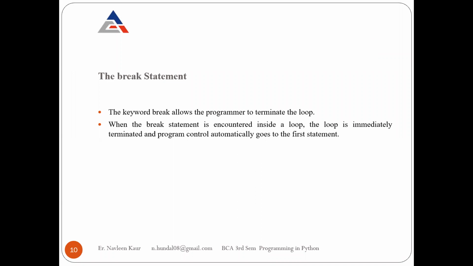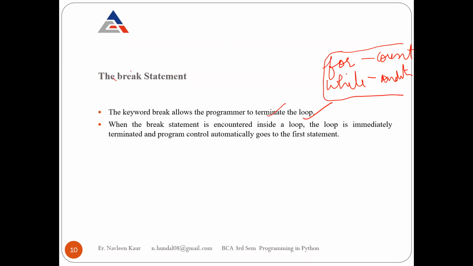Suppose you know how your loop will stop. A for loop stops when the count is complete. A while loop stops when the condition is false. This is how it terminates. But there is one more way of stopping your loop forcibly. That is the break statement. The keyword break allows the programmer to terminate, to stop the loop. So when the break statement is encountered inside a loop, the loop is immediately terminated, and the program control automatically goes to the first statement after the loop. Let's see how.